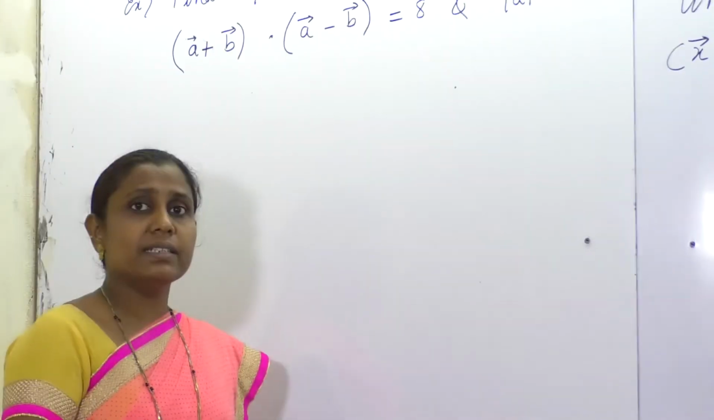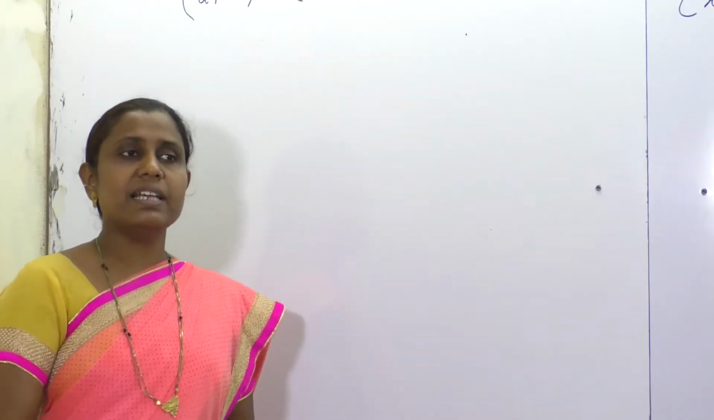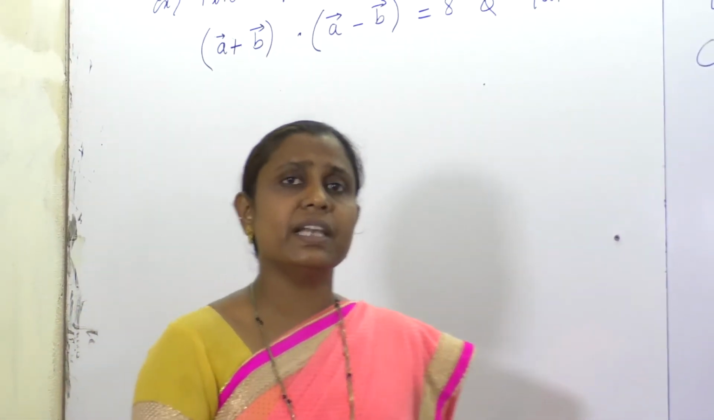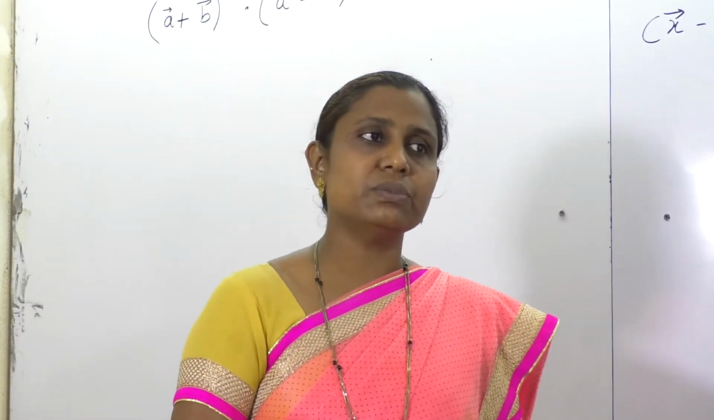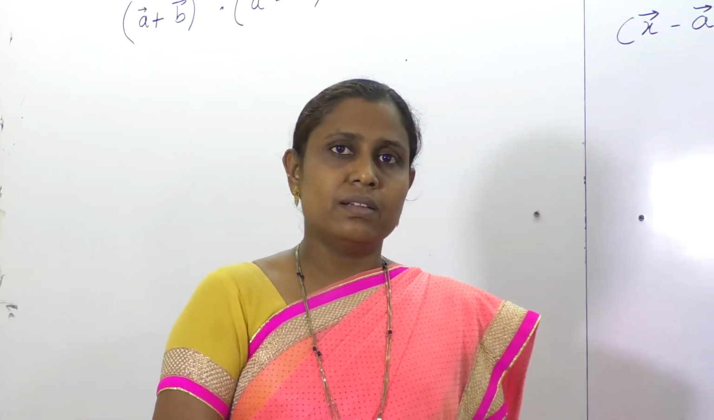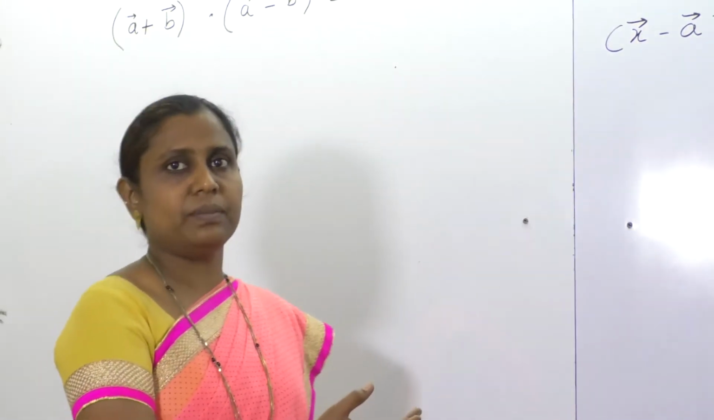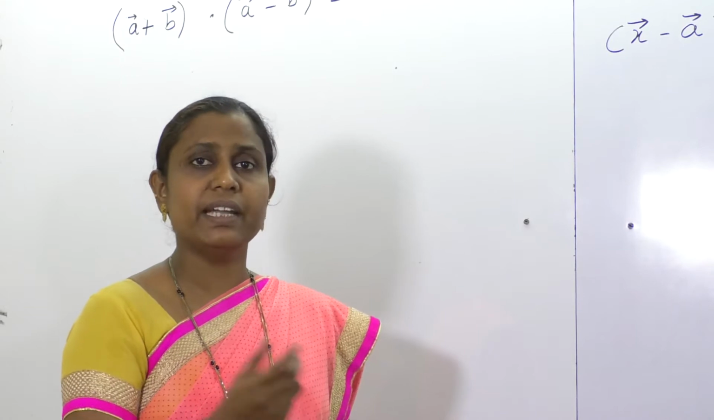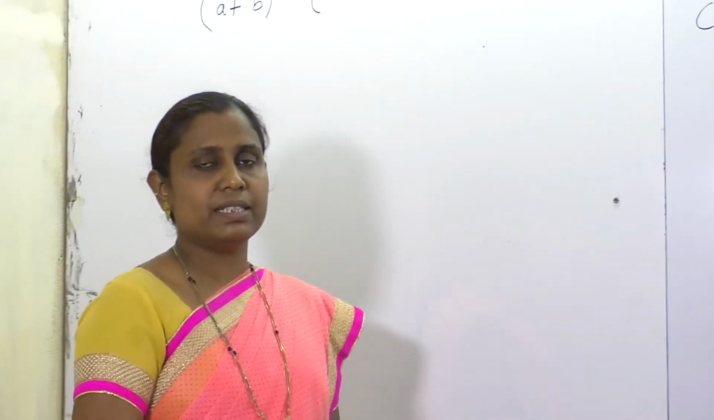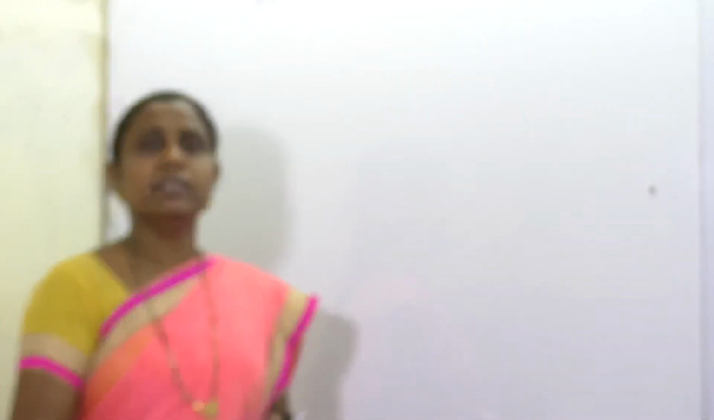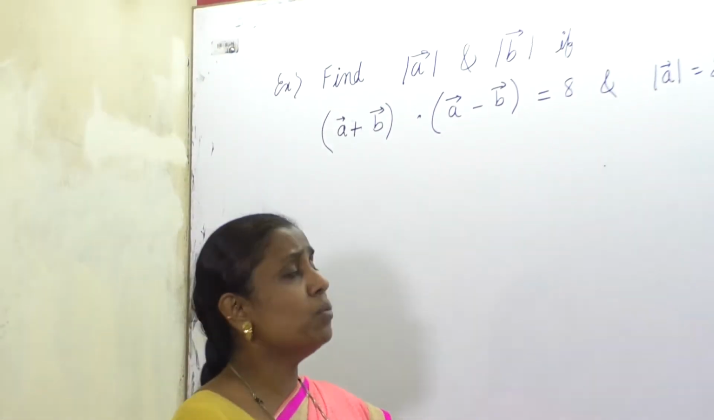So as in the previous class, we studied a few examples related to vector algebra, in which we solved a few simple examples regarding scalar product, the dot product. The vector product has not yet been started. That we will deal with in the next class. So now a few more examples.